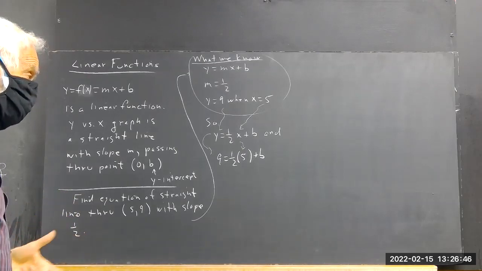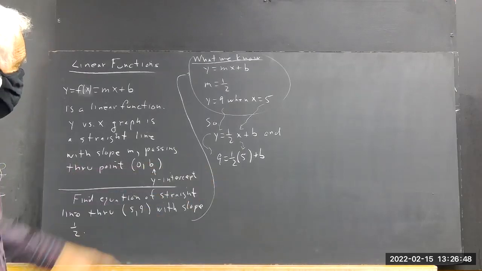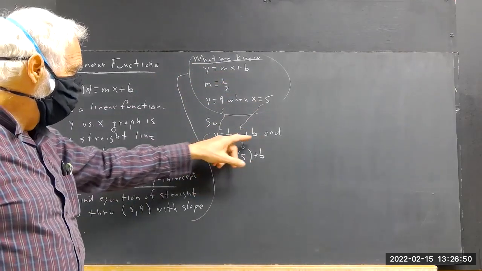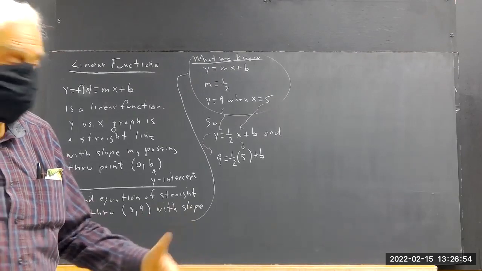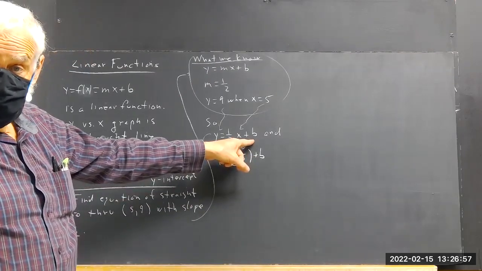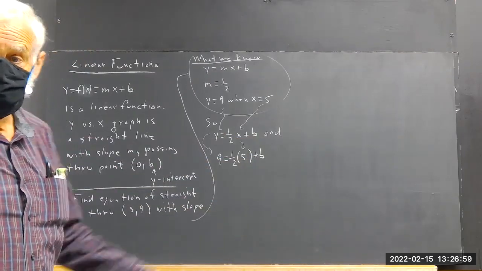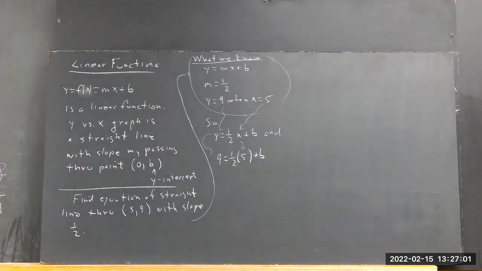Now, having done that, how are we going to get the equation? Well, it's 1/2 x plus b. What else do we need to get the equation for y in terms of x? We need to know what b is, right? How are we going to find b? Any suggestions? Let me just pause for a second, see if anybody has a good suggestion about what we do to find b.